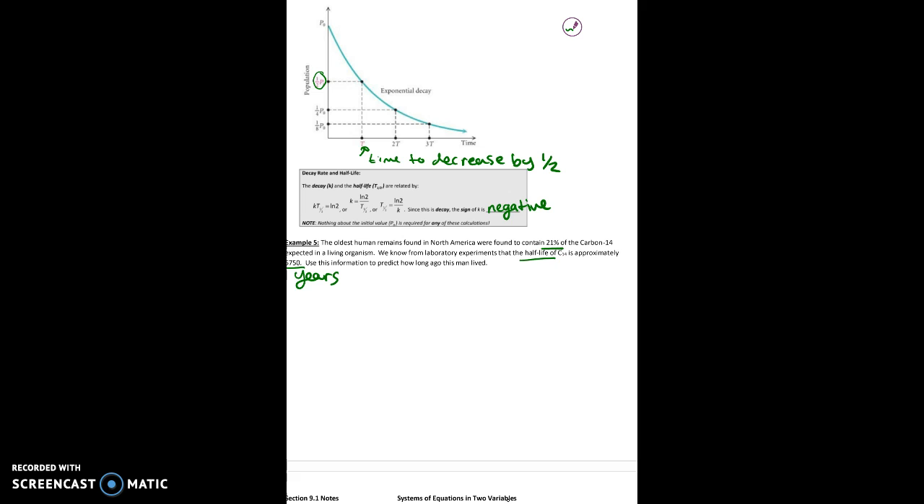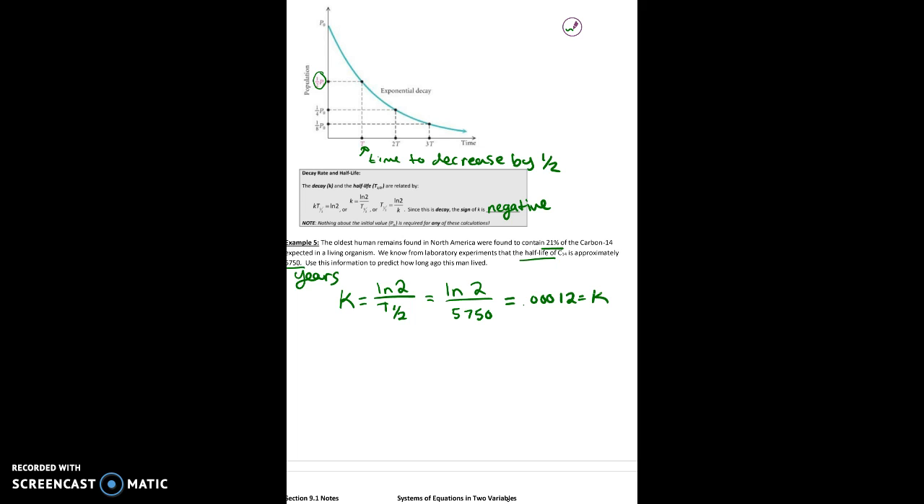So if we want to find k, remember k is the decay. So what we are going to do is say k equals the natural log of 2 over the time it takes for that to decrease by half, which is that 5,750. So we're going to take the natural log of 2 over 5,750, and that's going to give our k. And so when I do that, I get 0.00012. That equals k.